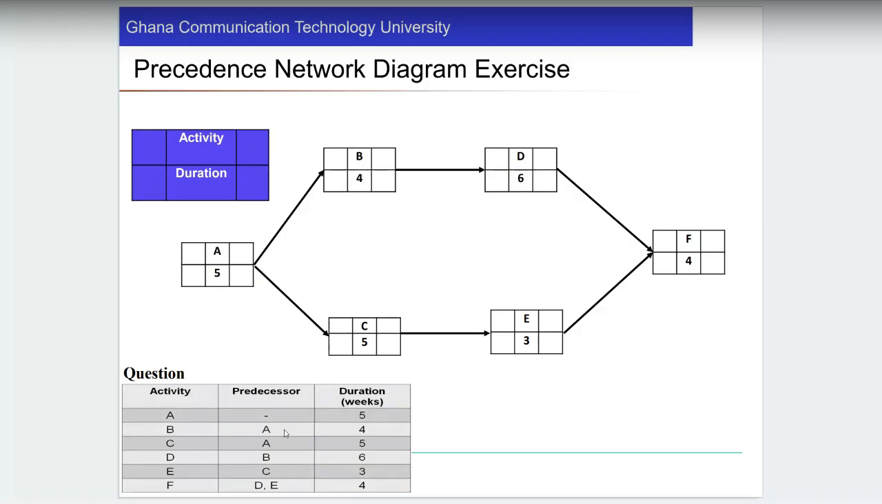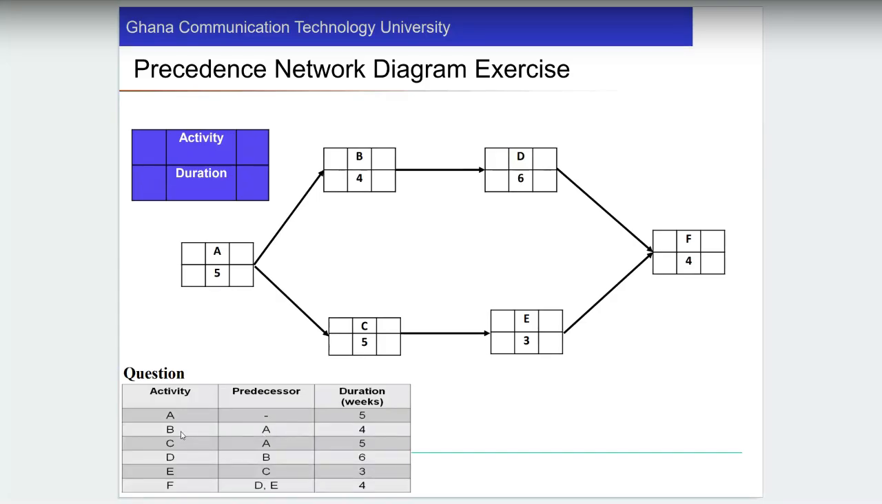So it says that A precedes what? A has no predecessor. Otherwise you draw it, meaning what? It has finished the duration. You may draw the two of them on paper at that particular time.